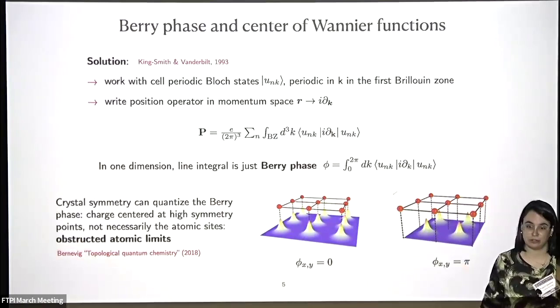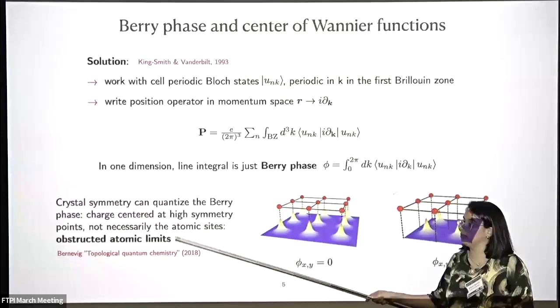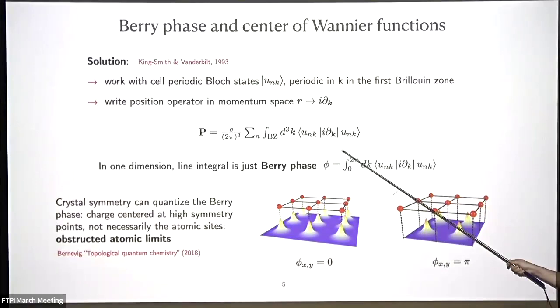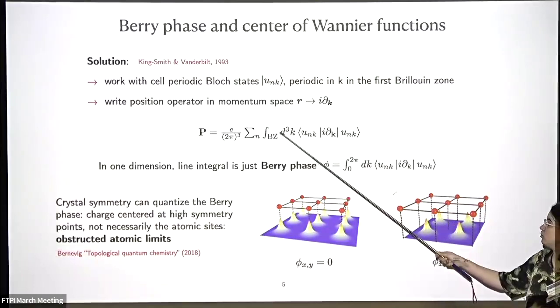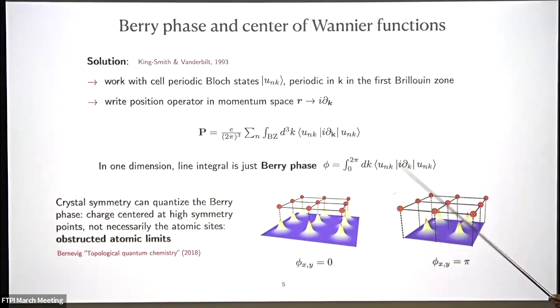And now we write the polarization. This is, of course, not exactly the same as the expression before, but it has some similarities. But then what you have here is the Berry connection, and you are integrating over the Brillouin zone. And you know that in 1D, this is just a Berry phase, a Berry-Zak phase.